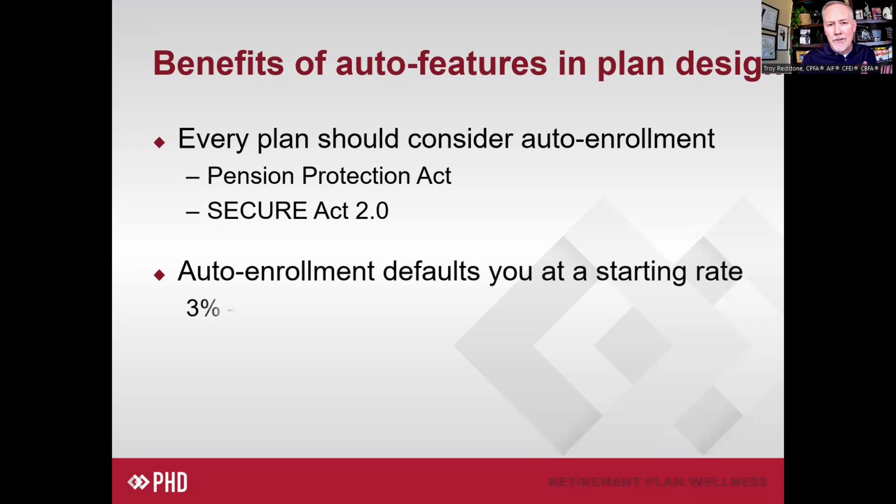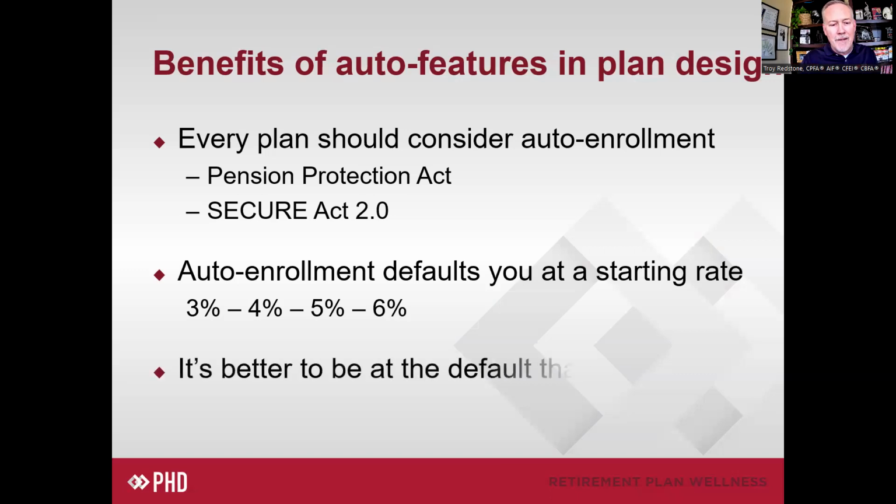Auto enrollment defaults you at a starting rate, like 3%, 4%, 5%, 6%. You can't go more than 6%, I don't think, because people will unenroll and it's just counterproductive. You certainly shouldn't go less than 3%. You want to probably aim for around 5, give or take a little bit, 4, 5, 6. But the idea is that you're auto enrolled at something, and anything that the default is, even if it's only 3, it's better than 0, right?